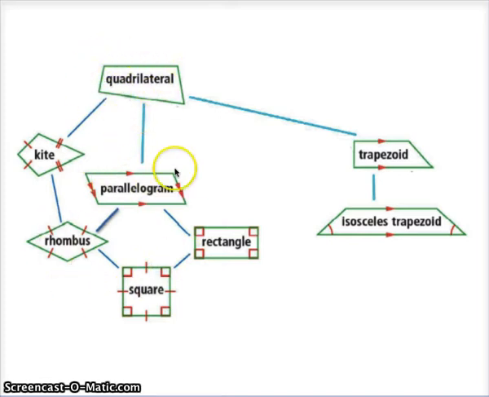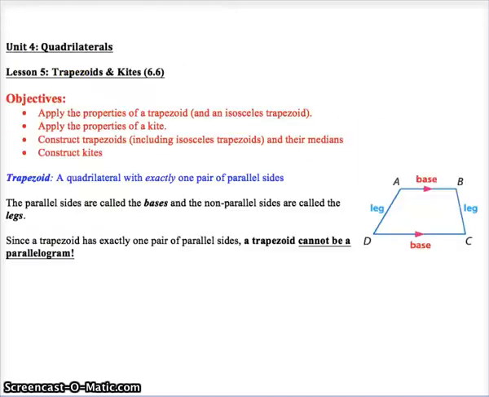We've spent all of our time so far this chapter talking about this. The new ones today are kite and trapezoid and isosceles trapezoid. Just so you know, they're kind of obscure. They're the cousins you never talk to, but that's where they fit.